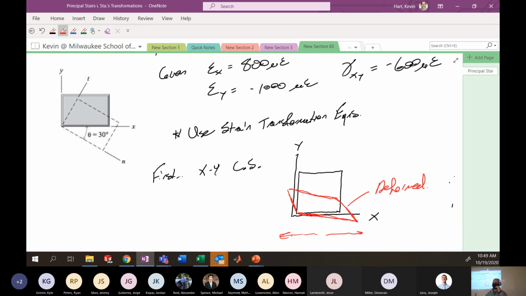All right, so we'll compare that to what this might look like when we investigate a normal square of material in the NT coordinate system and what that might look like in the deformed configuration after we calculate our strain transformation. So we'll do that on Wednesday, and we'll break for now.